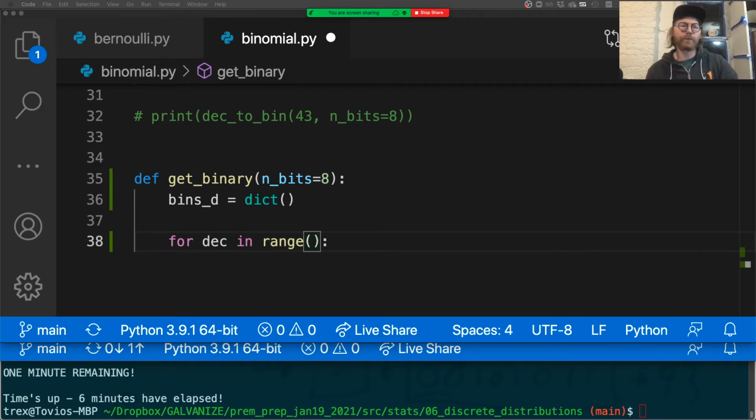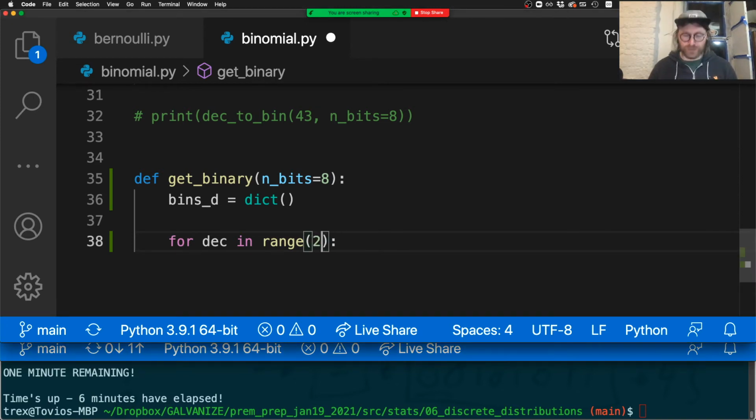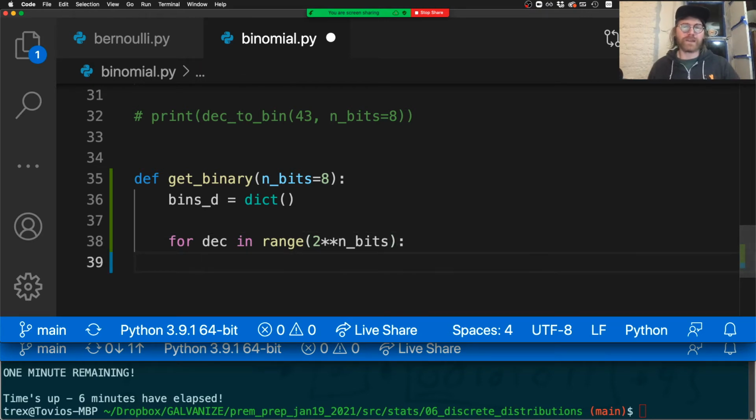And so the way that we want to think about this is 2 to the number of bits power. So if it was 8 bits, then 2 to the 8 is going to be 256, and this is going to include every decimal value from 0 up to 255, because range is not inclusive. Let me know if that makes sense, why this is 2 to the n bits, or let me know if that doesn't make sense, and we can jump back and look at it a little bit more. So that's how many times we're going to run this for loop.